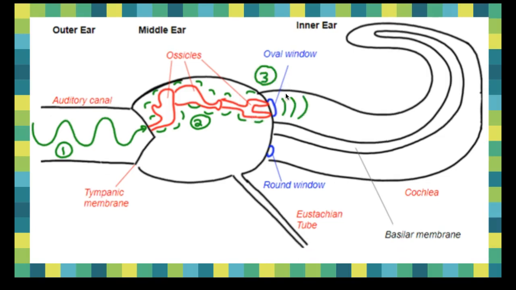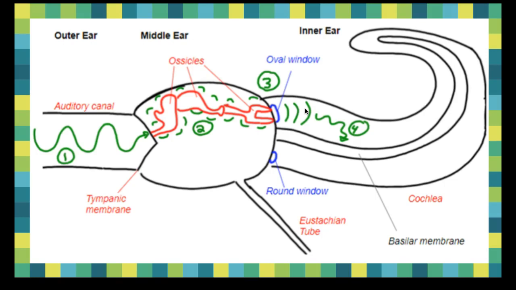Eventually, they're going to strike the oval window. So this last ossicle will strike the oval window and cause little ripples to happen inside the cochlea. The cochlea is filled with fluid, so if we're having movements happen right here, it's going to cause the fluid inside the cochlea to start to ripple. Just like if I threw a stone into a pond, you would see ripples after that stone falls into the water. So that's the third thing that happens.